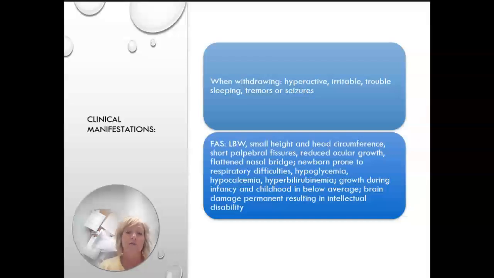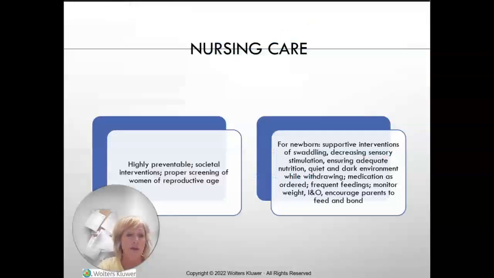Fetal alcohol syndrome, these babies just look very different. They might have certain things about their ocular features. Sometimes they have a flattened bridge across their nose, and they have this odd-looking ocular appearance. These babies are very prone to respiratory difficulties and hypoglycemia. So those are all things we're going to have to monitor afterwards with those moms' babies.